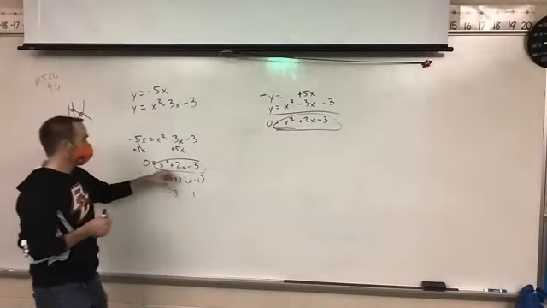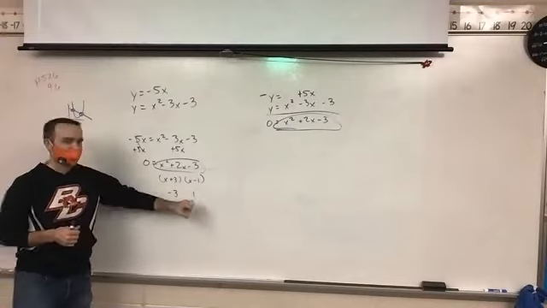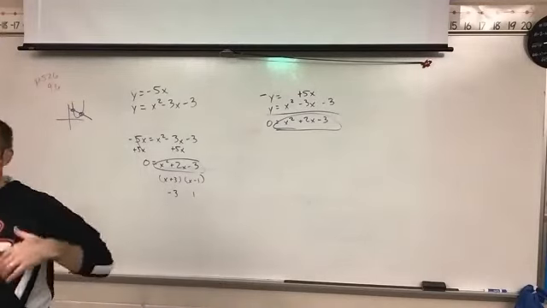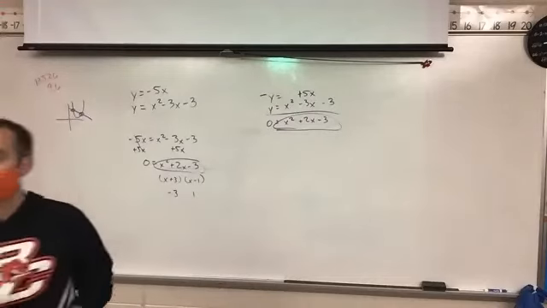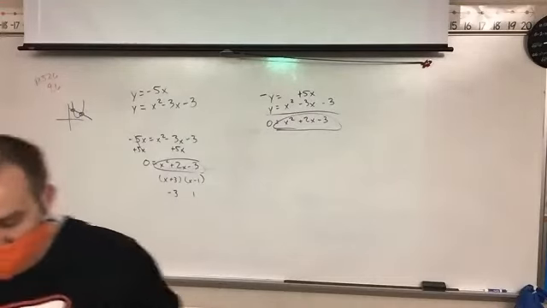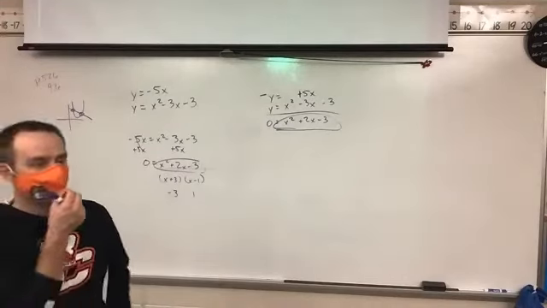Okay, and once we get here, we factor it. We got x plus 3, x minus 1, which means x is negative 3 and a positive 1. We got to take those numbers and plug them back in. What do we get for our answers? Paul, what did you get? 1 and negative 5, negative 3 and 15. There you go. 1, negative 5, negative 3, 15.